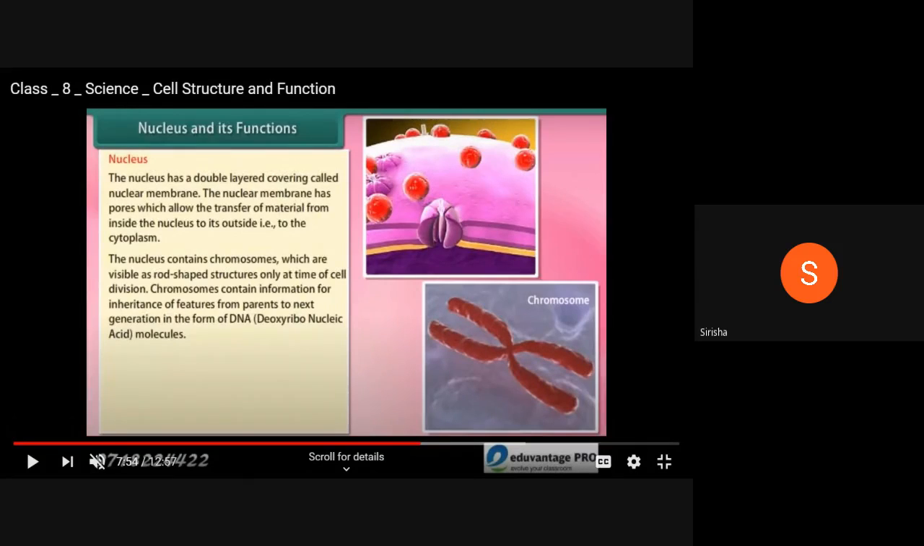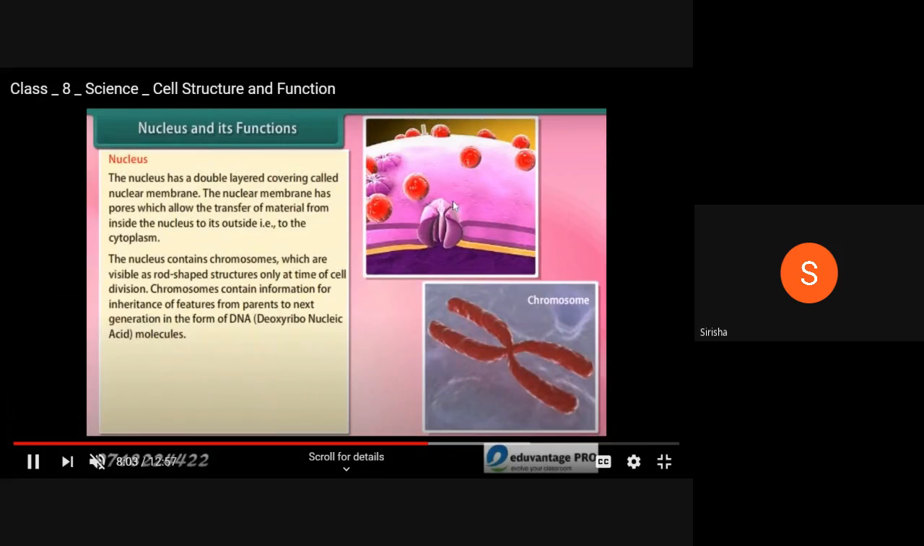On these chromosomes, there are gene structures. These genes are transferred to the offspring. You might wonder, we take some inherited characteristics or genes from our parents. That is why our features are similar to our parents. So chromosomes contain information for inheritance of features from parents to the next generation in the form of DNA. DNA is transferred from parents to the offspring, I mean the next generation.